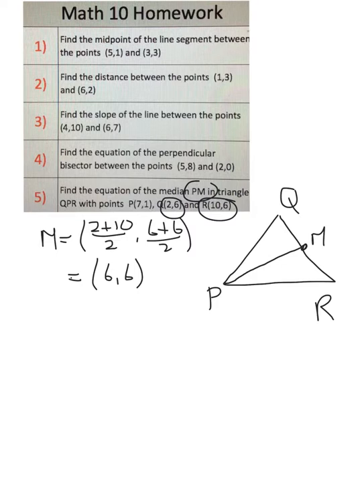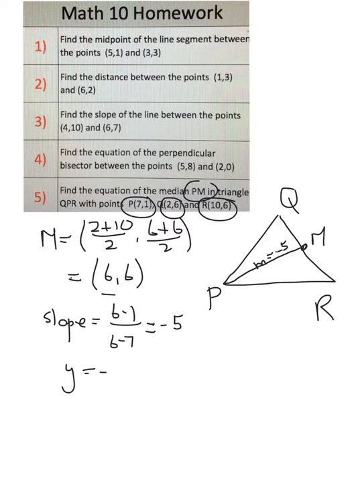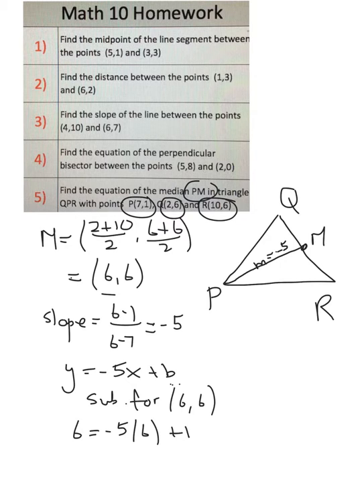So now we've got to find the equation of the line between the points 7, 1 and 6, 6. So we know the slope of that line is going to be y2 minus y1, so 6 minus 1 over 6 minus 7, which is negative 5. So the slope of this line is negative 5, and therefore we know that y equals negative 5x plus b. And to find b, we're going to sub in the point we know it goes through, either 6, 6 or 7, 1. Let's sub in 6, 6. And therefore y equals 6, negative 5 times 6 plus b. That's a 6, not a b. This is negative 30, add 6, b is 36. So the equation of that median is y equals negative 5x plus 36.